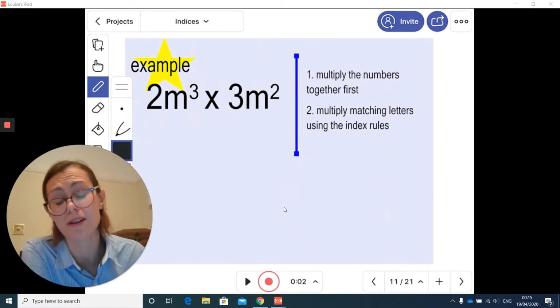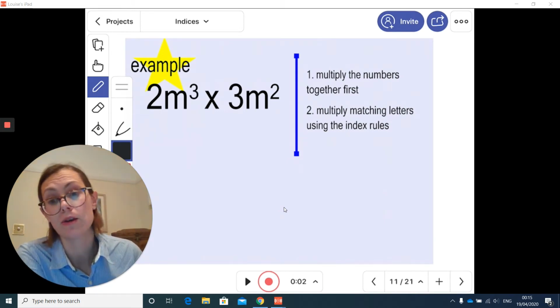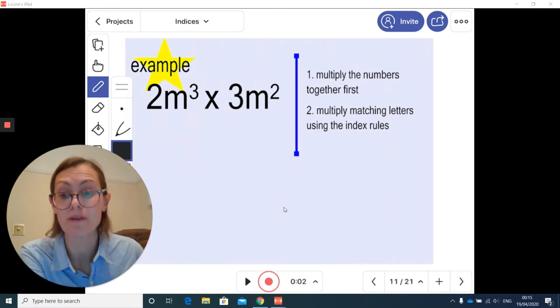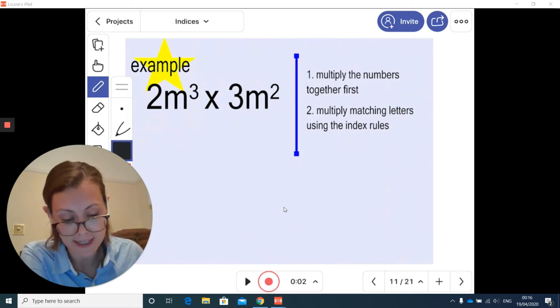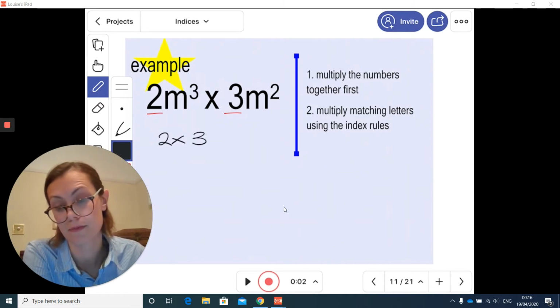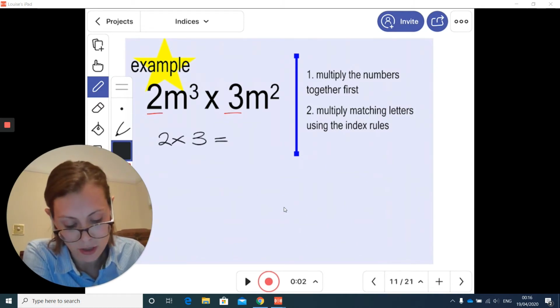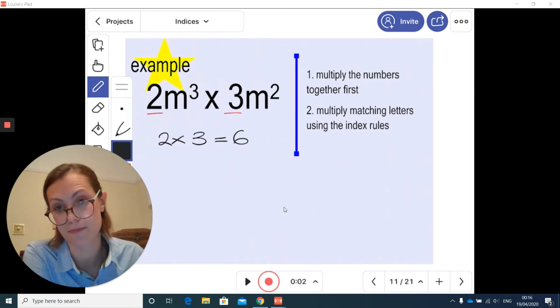So this one, I've got to say, is a really common question from the exam. It's really common to get this wrong because we don't show our working on the page. We try and do it all in our head, and this is why. Let's do all the numbers. So I've got 2 and a 3. So this becomes 2 times 3. So the numbers get multiplied together, and 2 times 3 is 6.